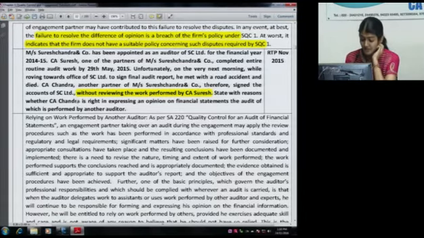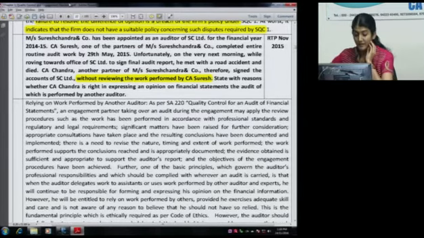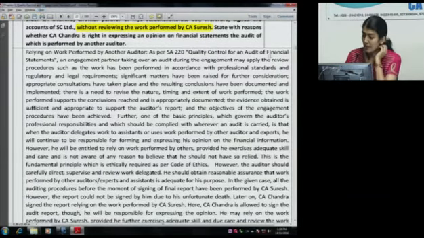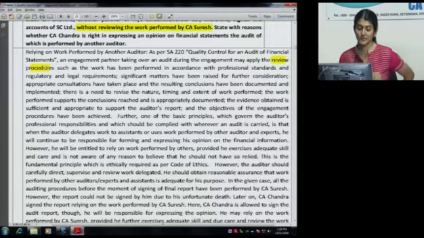State with reasons whether Chandra is right in expressing an opinion on the financial statements, the audit of which was performed by another auditor. Right, so it says another partner could sign, but only after doing the review of the work done. So what does it say? He may apply the review procedures, and then they have laid down what the review procedures are.